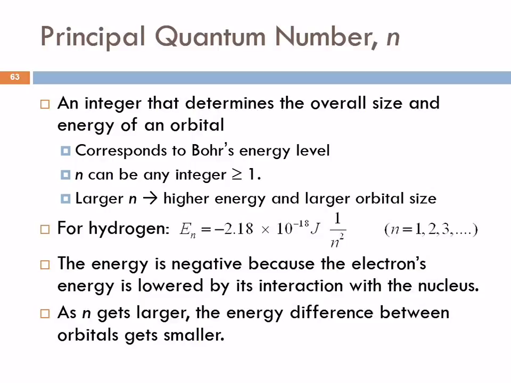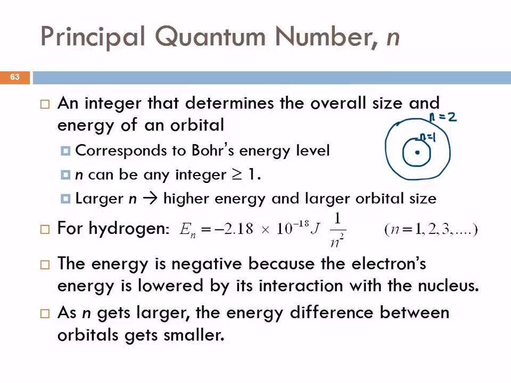The principal quantum number, n, corresponds to Bohr's energy levels. In Bohr's model of the atom, remember we had a nucleus, and then we had n equals 1 and n equals 2. So we had a second energy level and a first energy level, a lower energy orbit and a higher energy orbit, and as the orbits got farther from the nucleus, n increases and the amount of energy that that electron has increases. And so this principal quantum number corresponds to that.